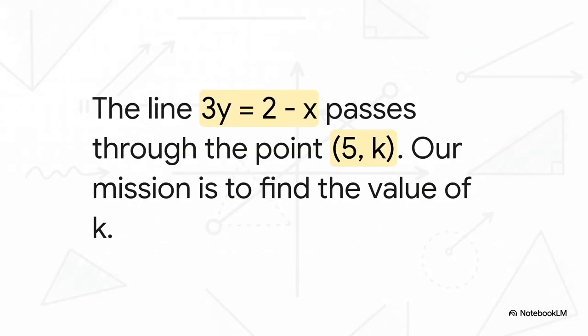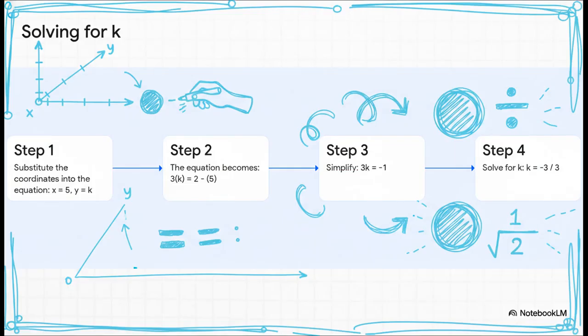We're told that the line 3y = 2 - x passes right through the point (5, k). So we know the x value is 5, but the y value is a mystery. Our mission is to use our point of truth rule to figure out the value of k. Okay, so we just substitute what we know right into the equation. Wherever there's a y, we put in k. Wherever there's an x, we put in 5. The equation now becomes 3 times k = 2 - 5.